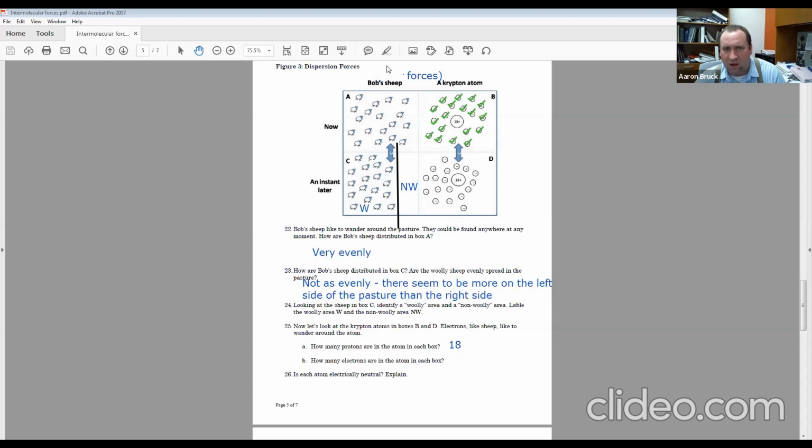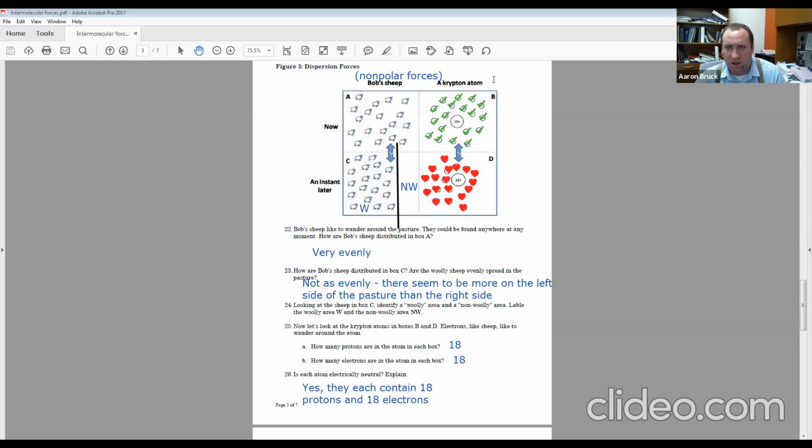And I've got 1 through 18 here in box D. So 18 in each one. So is each atom electrically neutral? Yes. They each contain 18 protons and 18 electrons, so they are neutral.